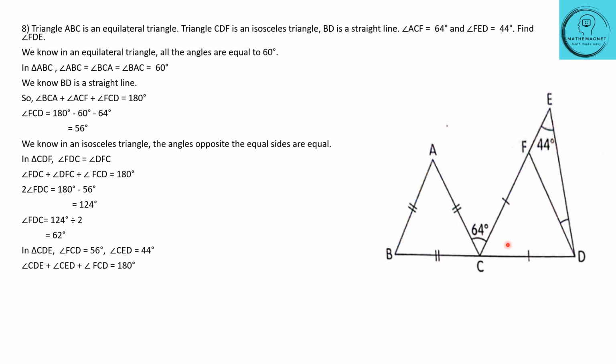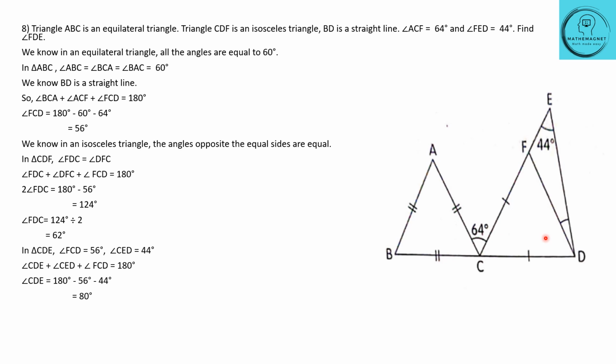We know this angle is 56 degrees and we know CED is 44 degrees. Let's find what angle CDE is. To find that, we will have to use a property that the sum of angles in a triangle is equal to 180 degrees. So 180 minus 56 minus 44 will give you angle CDE, which is equal to 80 degrees.